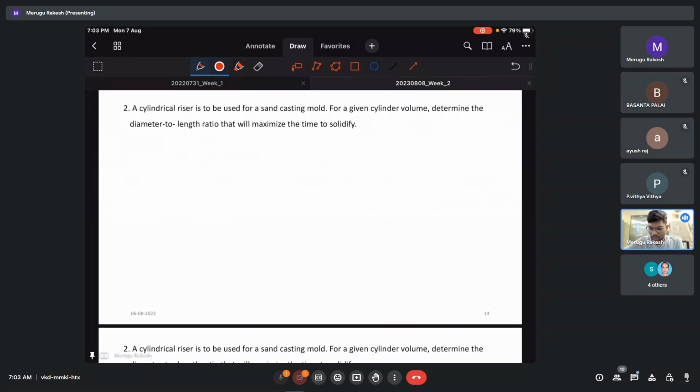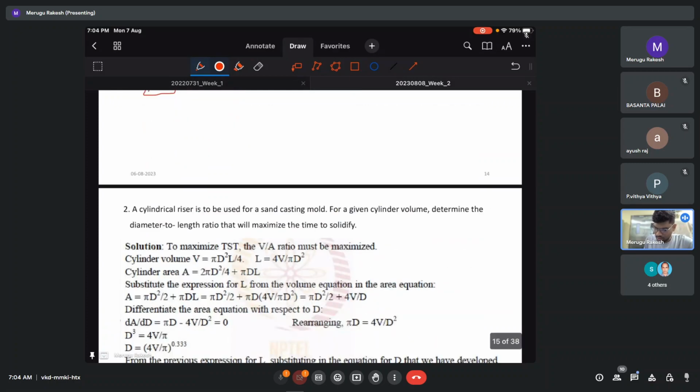A cylindrical riser is to be used for a sand casting mold. For a given cylinder volume, determine the diameter to length ratio that will maximize the time to solidify. Okay, so they are going to use a cylindrical riser. Nothing is specified, no numericals. They are just saying a cylindrical riser that you have to use in sand casting. For a given cylinder volume, determine the diameter to length ratio, nothing but the D by H ratio, that will maximize the time to solidify. Okay.